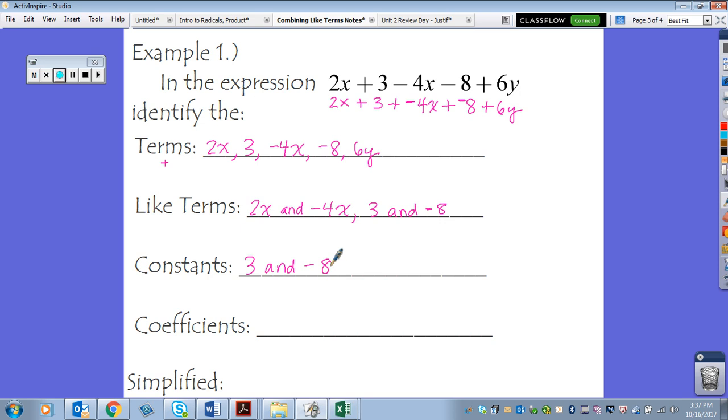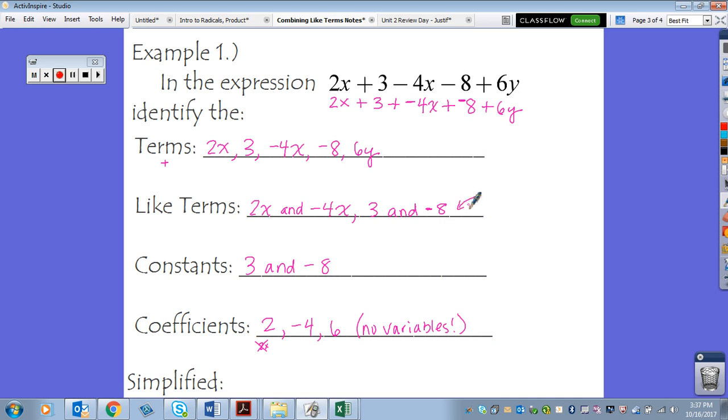The constants are 3 and negative 8 because they have no variables attached to them. And then the coefficients are the numbers in front of the variables. So 2 is a coefficient. I would not write 2x. 2x is not a coefficient, 2 is the coefficient. Negative 4 is the coefficient in front of x, and 6 is a coefficient in front of y. Remember, do not write variables. And we're not going to write the 3 and the -8 because they don't have variables attached to them.